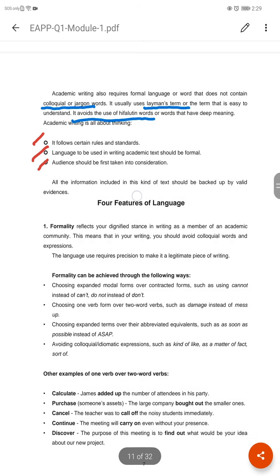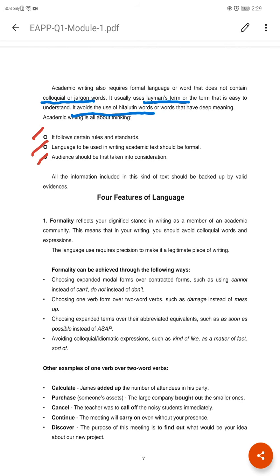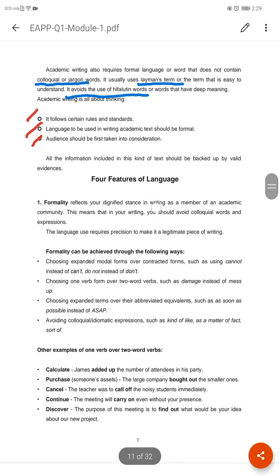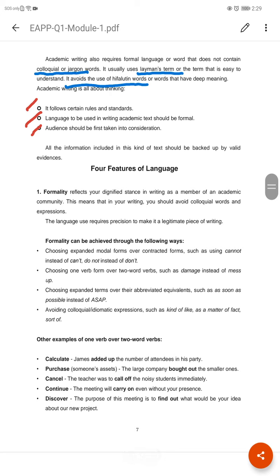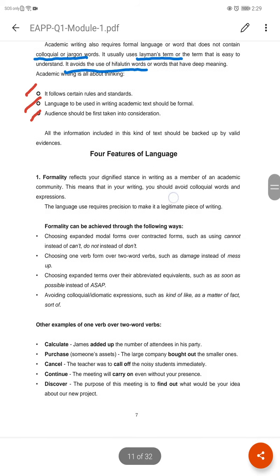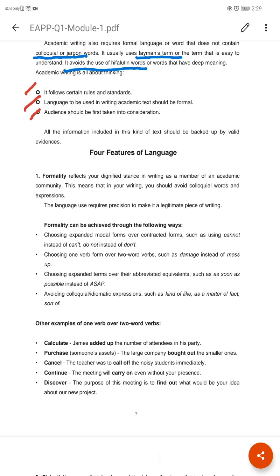Because if they are elementary students, of course, you should lower the degree of your language. It is still formal, but the words you're going to use will be more ordinary. Okay? They will be easier to understand. Okay? And if you're writing a text for teachers, then it must be really formal, and then maybe you could already use some highfalutin words because the audience is already of higher maturity. Okay? All the information included in this kind of text should be backed up by valid evidences.